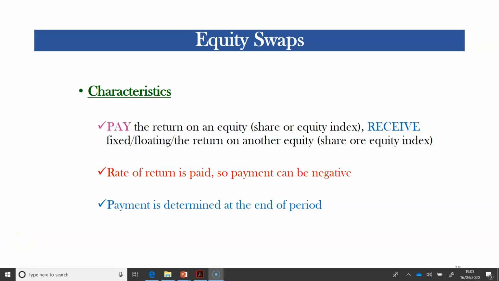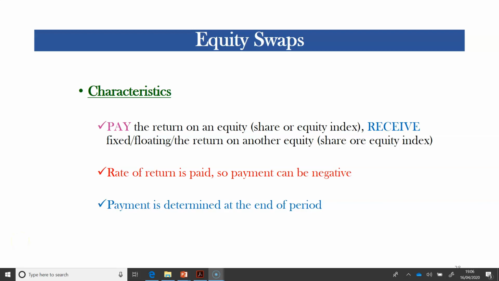In an equity swap, at least one of the two streams of cash flow is determined by the price of a stock, value of an equity portfolio, or the level of an equity index. The other stream of cash flows may be based on a fixed or floating interest rate, or it may be determined by the price of another stock or the value of another equity portfolio or another equity index.